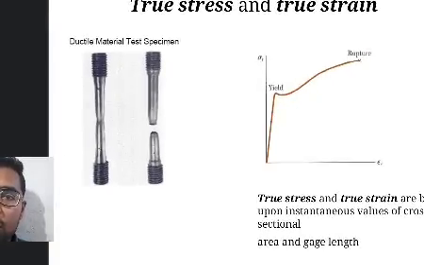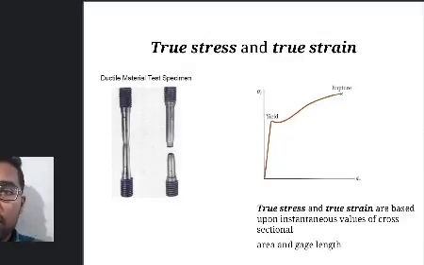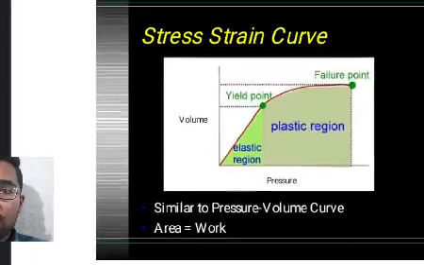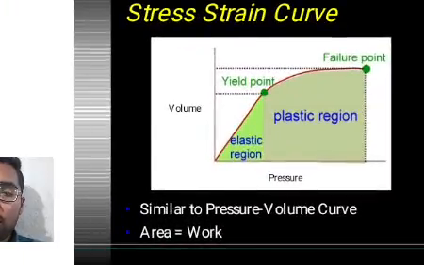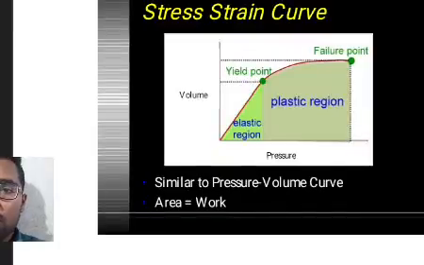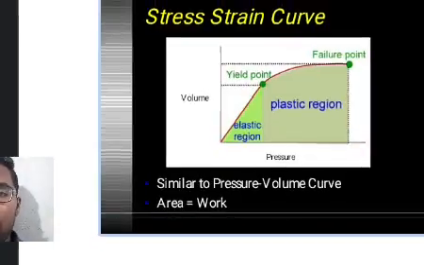True stress and true strain are based upon instantaneous values of cross-sectional area and gauge length. Gauge length means the length from the threads of the specimen to the inside. The regions of the stress strain curve: up to the yield point, the elastic limit, it is known as the elastic region, and from the elastic point to the failure point is known as the plastic region. This is shown in the stress strain graph. The given area is work.